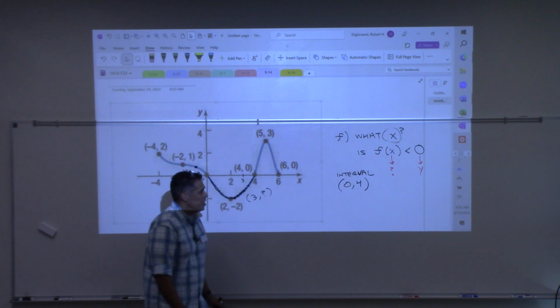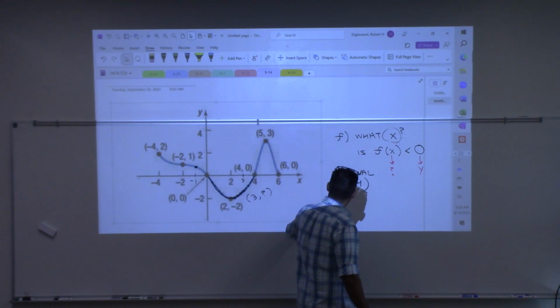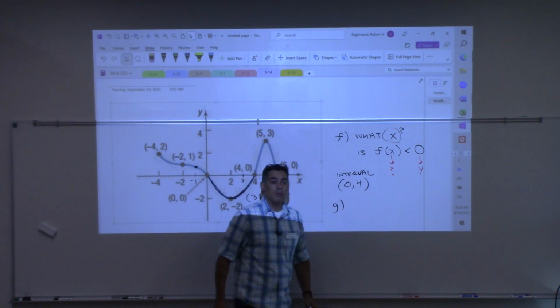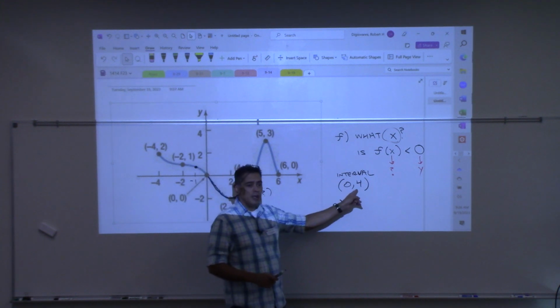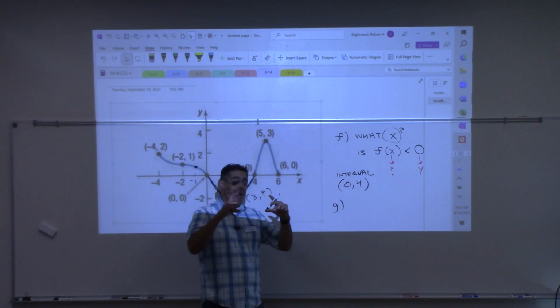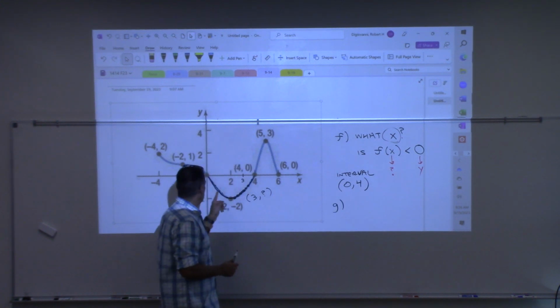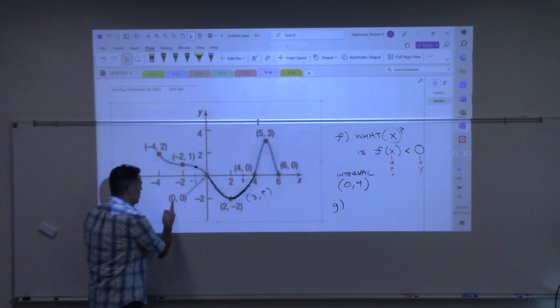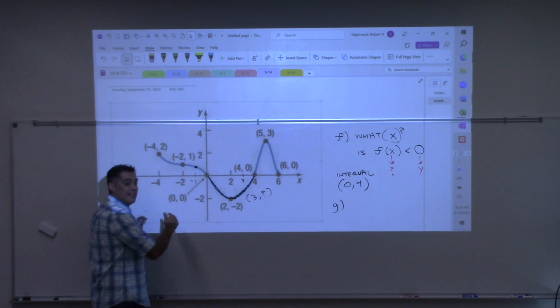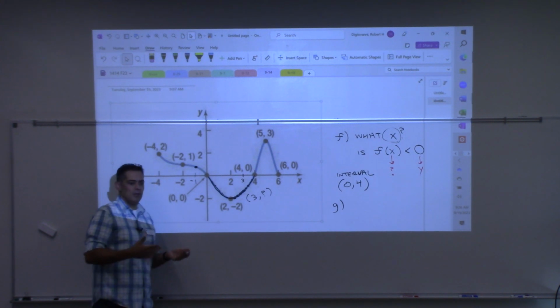All right, part G. Would that be with brackets or would that be with parentheses? With what? For this question? That's what I was saying. If you say brackets, then you want to include 0, right? Oh, yeah. What's the value of the function at 0? When you plug 0 in, what do you get? 0. Is that less than 0? No, right? 0 is 0.